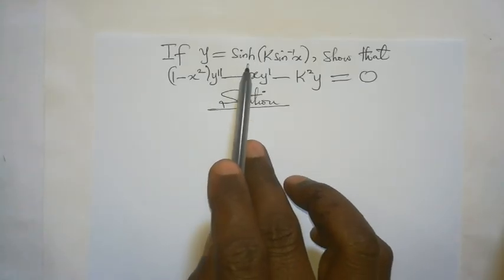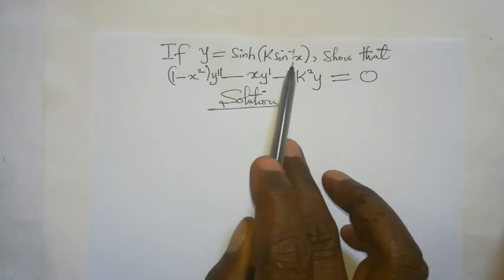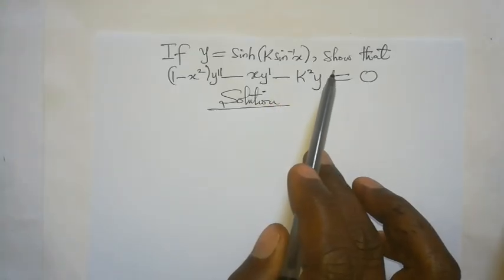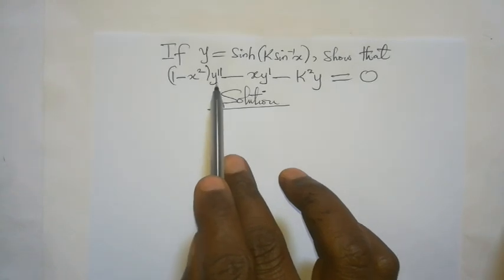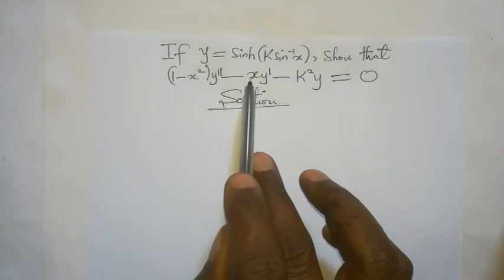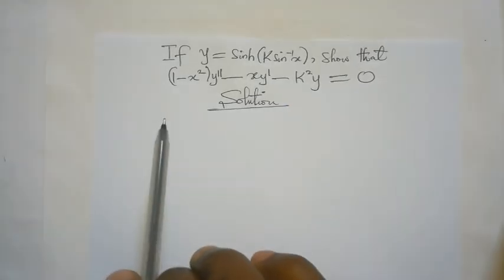Today the question says: y is equal to sin(k sin inverse of x), and they say also, show that (1 minus x squared) y prime prime minus x y prime minus k squared y is equal to 0.